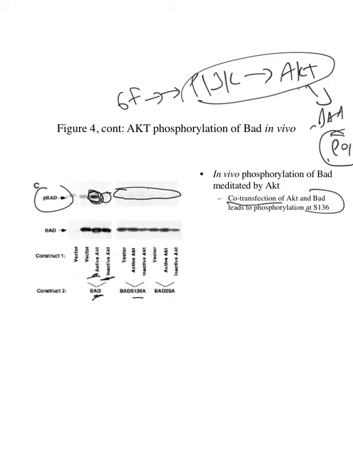And I know I just circled this, but they show us that that real intense band that we see here is lost when we deliver the S136A mutant version of bad. If we take away that phosphorylation site at position 136, we lose AKT phosphorylation of bad. And so that tells us again that not only is AKT acting on bad as a kinase to phosphorylate it, it's doing so at position 136. And the pattern of data is the same for the double mutant.